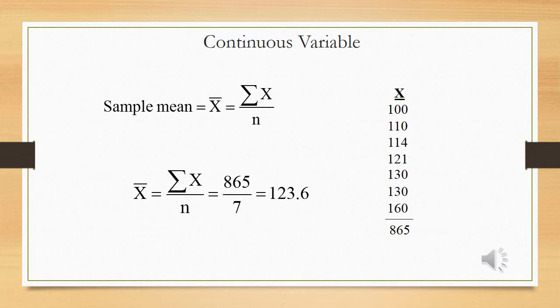So to find the sample mean, we take the total of the data, 865, and we divide by the number of data points, which is 7. And the answer will be 123.6.